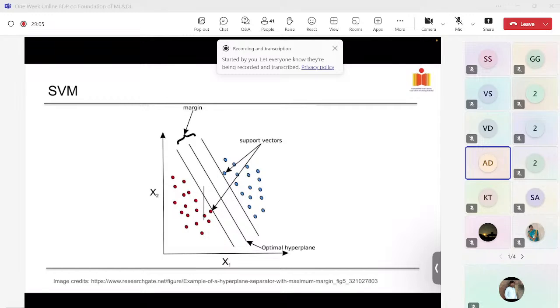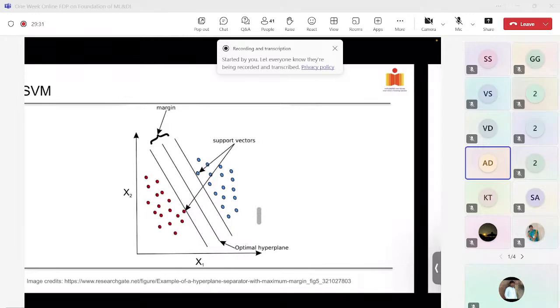Similarly, from all the red classes, the closest point to the classifier is this red color point. So these two particular data points are called support vectors. And the optimal hyperplane is nothing but the one that will always lie in between the margin. So if the margin is, say, 10 units, the optimal hyperplane will lie at 5 units. The optimal hyperplane is always the midway hyperplane between the two support vector hyperplanes.